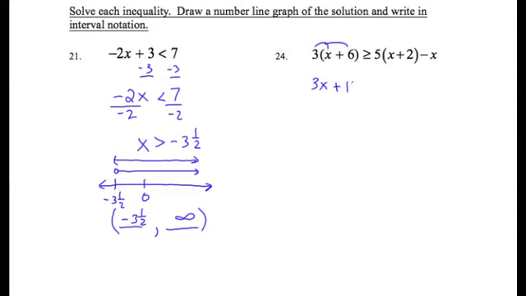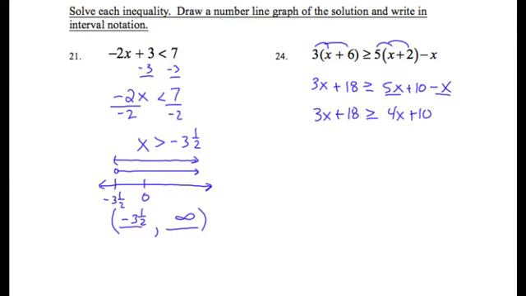3x plus 18 greater than or equal to. On the right, I would start by distributing the 5. So let's see, 5x plus 10 minus x. Okay. Right side can still be simplified a little bit. So let's see, we combine x minus 1x there. That would give us 4x.